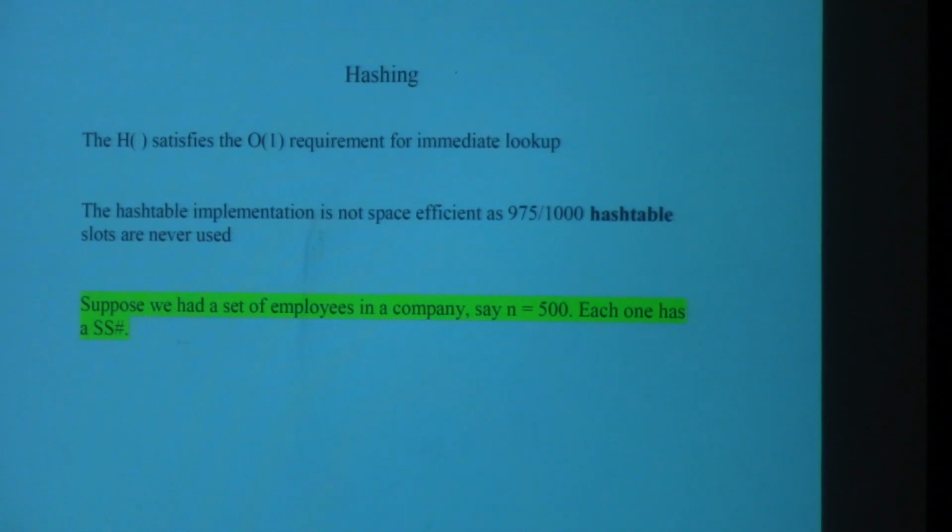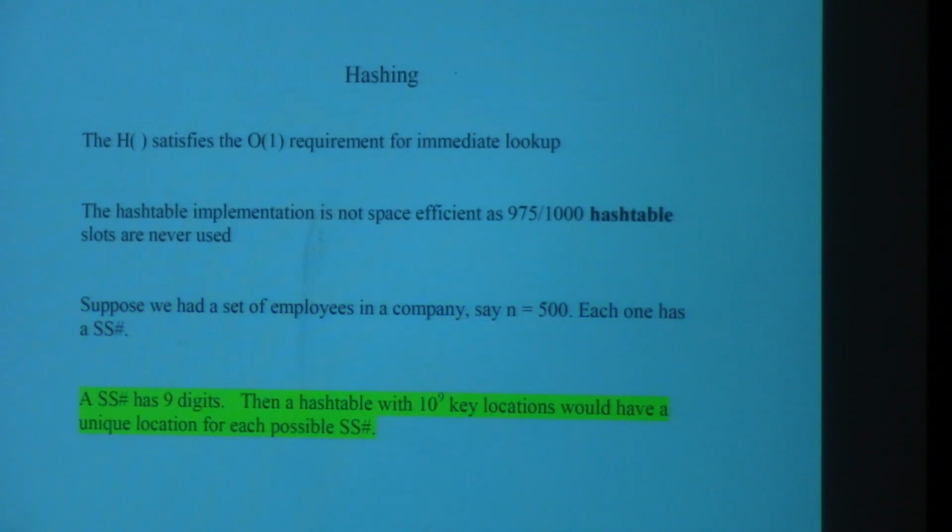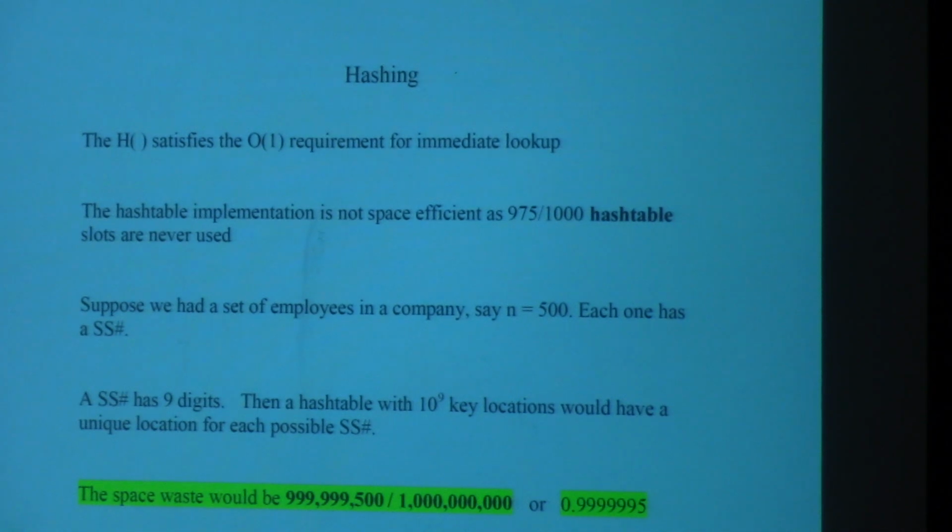But the bottom line is, in order to guarantee perfect hashing for these 500 employees, I would have to have my hash table have how many slots? A billion. You see the problem here? A billion. And how many of them would be empty? Well, all of them but 500. So we would have a hash table with 10 to the 9 key locations, so that we could store each unique location for a possible social security number. And so therefore, our waste of space would be 0.9999995.